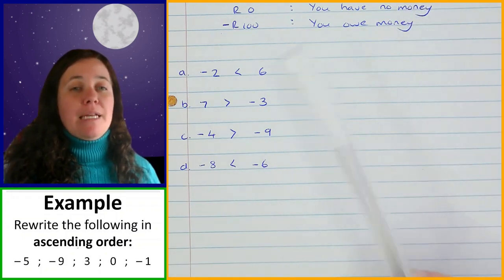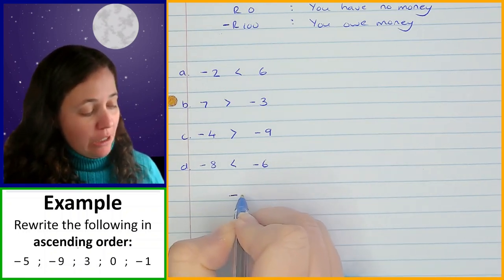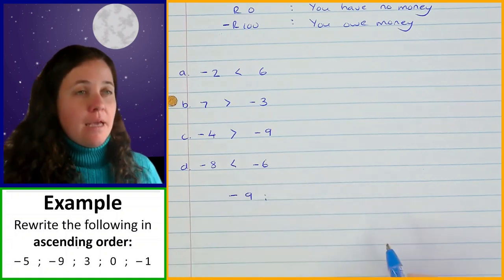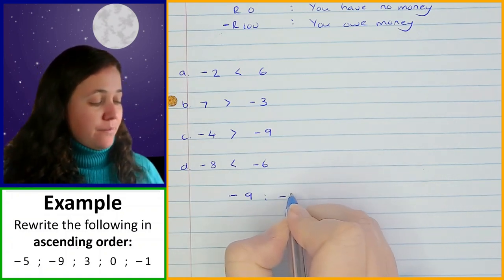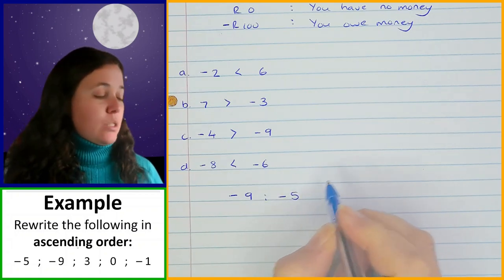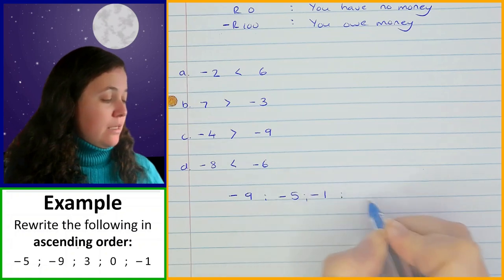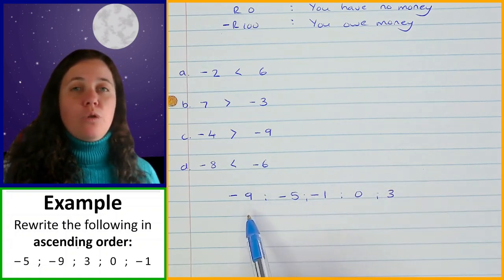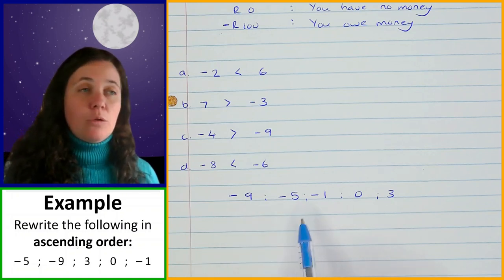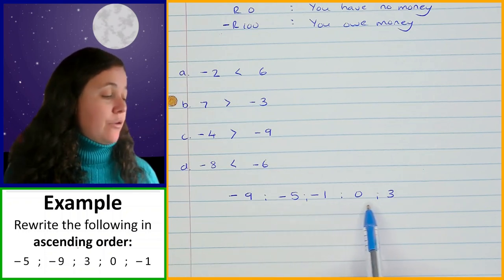So the smallest one is the number negative 9. So I'm going to write that one down first. Then my next smallest number is negative 5. The next one is negative 1. Then I've got 0 and finally 3. So as we write them in order from smallest to biggest in ascending order, we should get negative 9, negative 5, negative 1, 0, and 3.